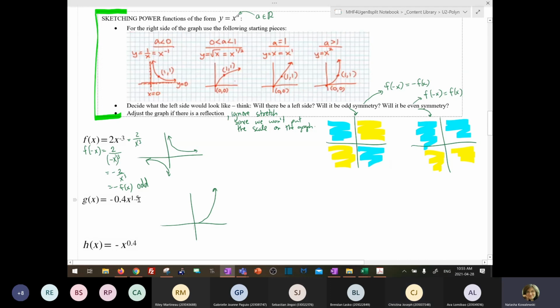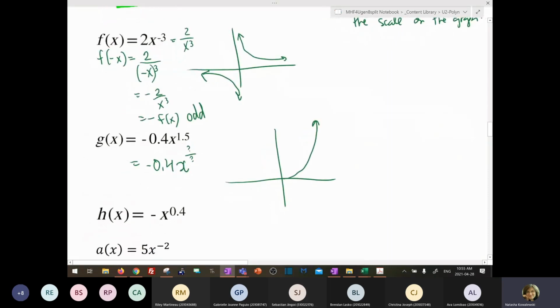Yeah. Okay, next thing. We're going to actually change this 1.5 into a fraction. So what number divided by what number gives you 1.5? Do you know?